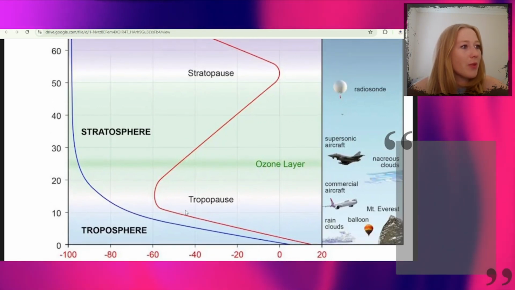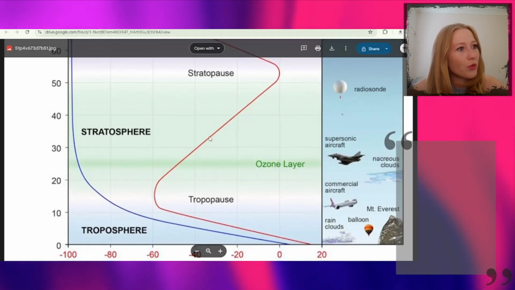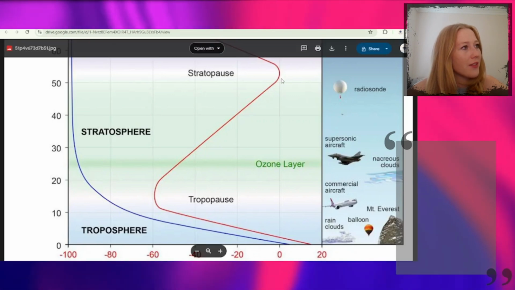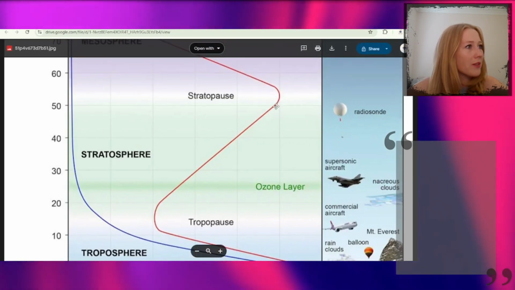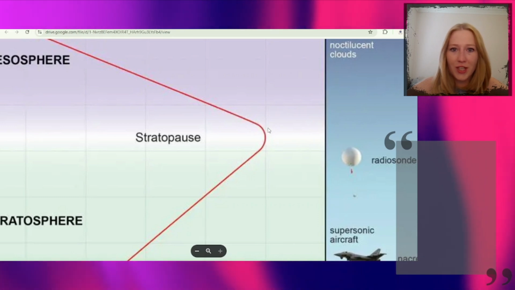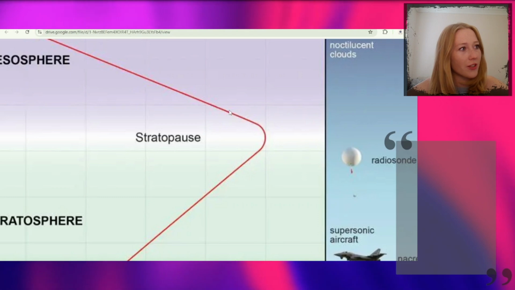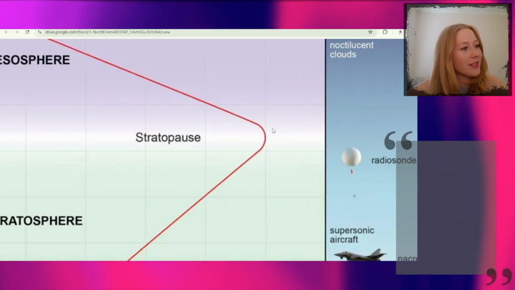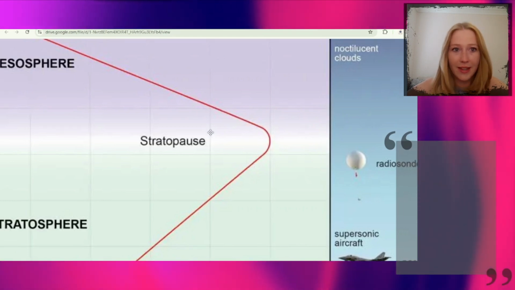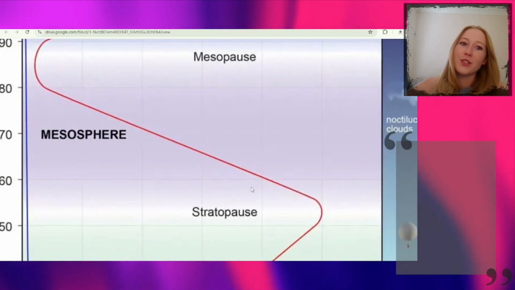And it follows the same path through here, through the stratosphere, and then it gets warmer and warmer and warmer. And here you can see it changes direction. Instead of constantly getting warmer, it starts getting colder again. So that is how we know we've entered into the next layer, which is the mesosphere.